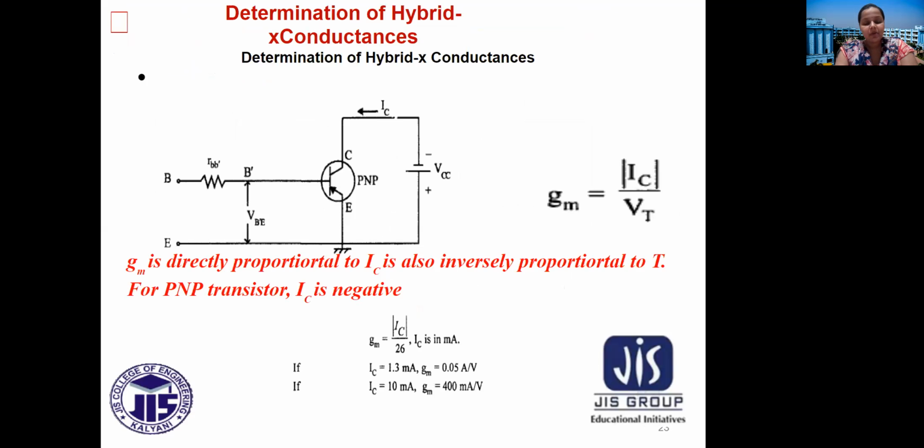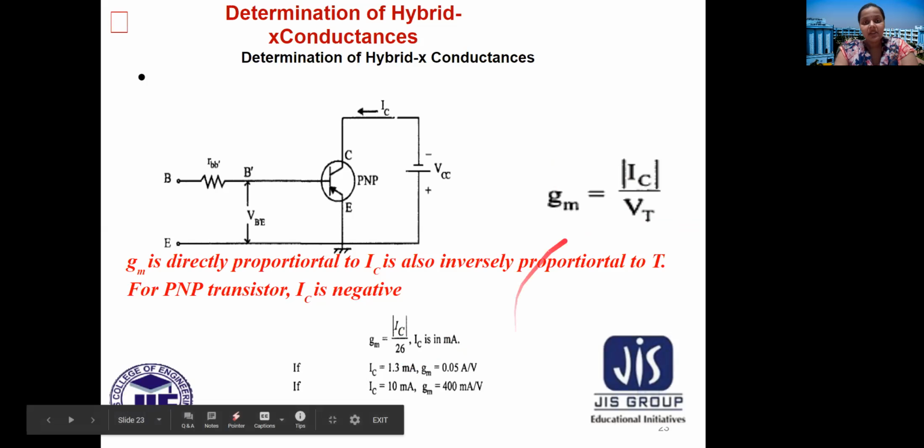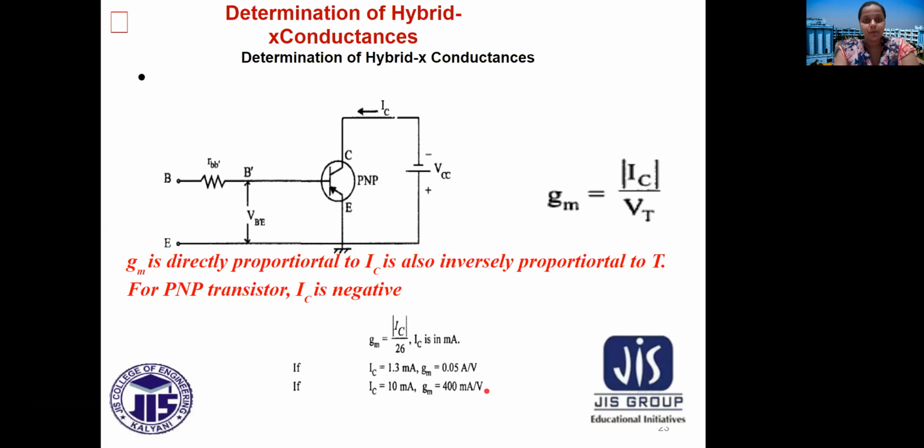GM is directly proportional to IC and inversely proportional to T. For a PNP transistor, IC is negative. Here we can see the value of GM is IC by VT. Generally the value of VT is 26 millivolts, so GM will be IC by 26, where IC is in milliampere. If the value of IC is 1.3 milliampere, then GM will start from 0.05 ampere per volt, and for 10 milliampere it will start from 400 milliampere per volt.